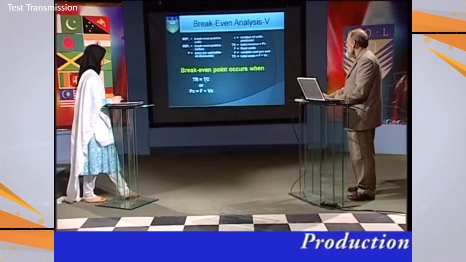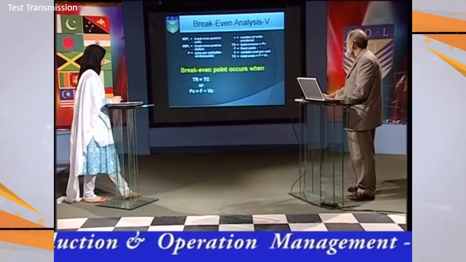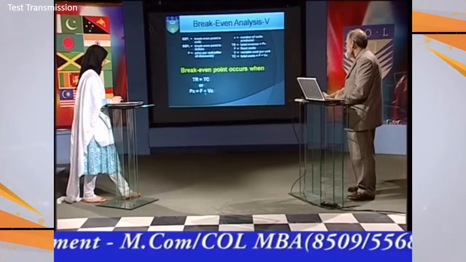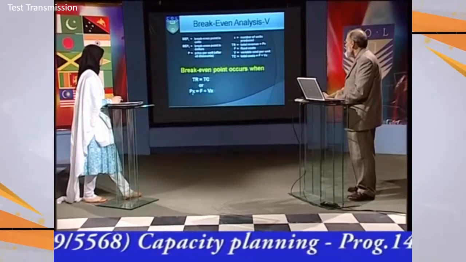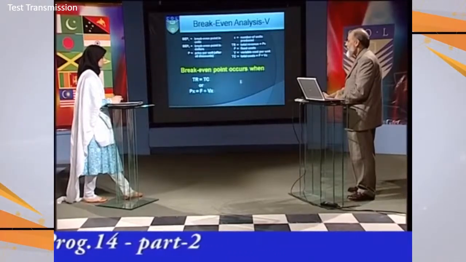Now, break-even point occurs where your total revenues are equal to total cost, or total revenue Px is equal to total cost, which is F plus Vx. You equate total revenues with total cost. Where your total revenues and total cost are equal, that is your break-even point.